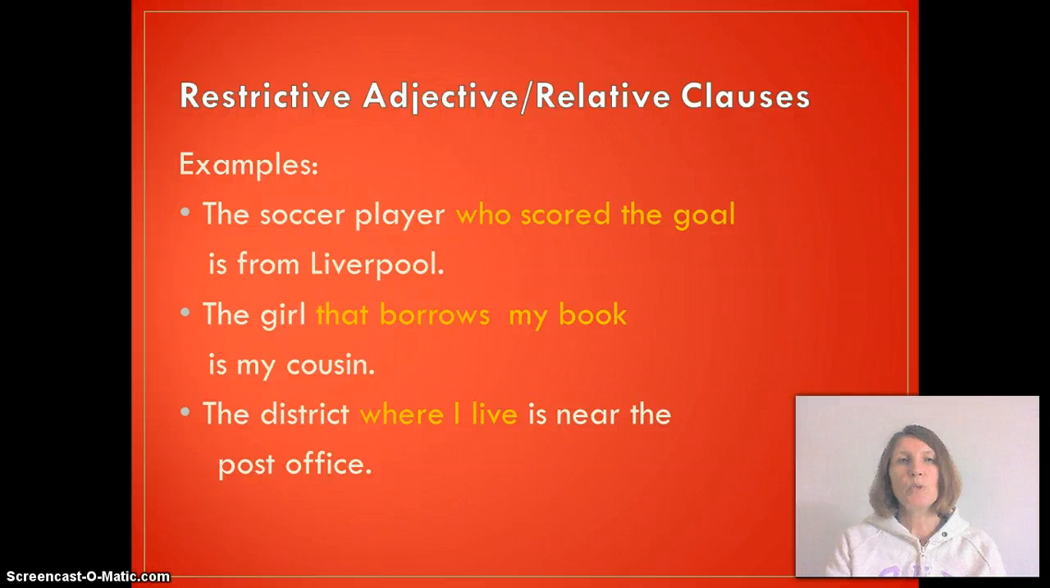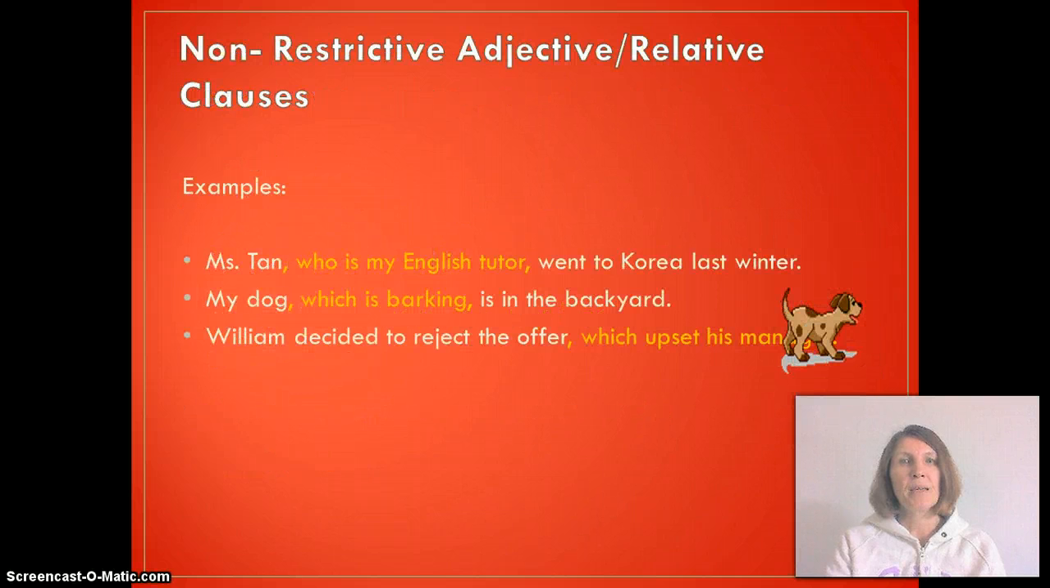The soccer player who scored the goal is from Liverpool. The girl that borrows my book is my cousin. The district where I live is near the post office. Notice that all of these are necessary. They are restrictive. But non-restrictive shows that it's not necessary.